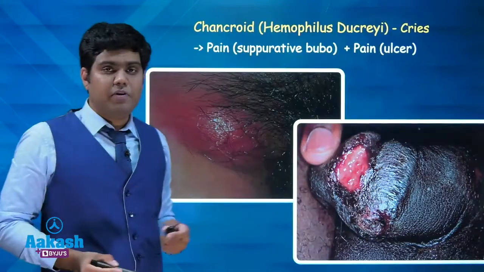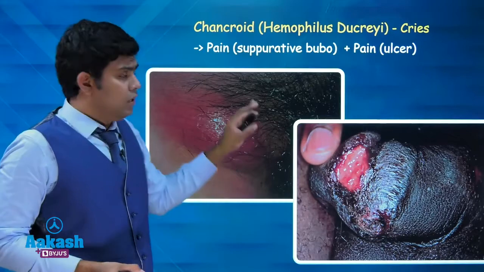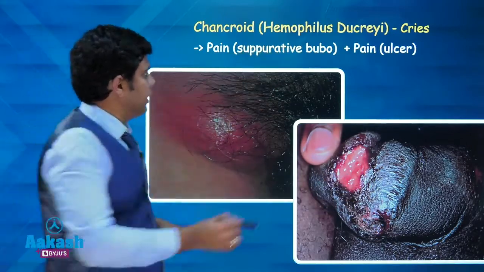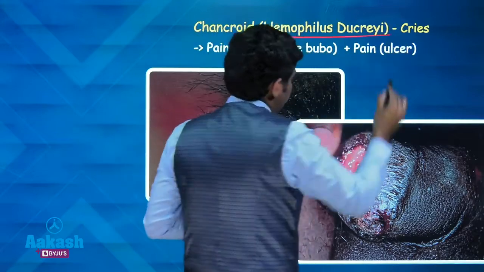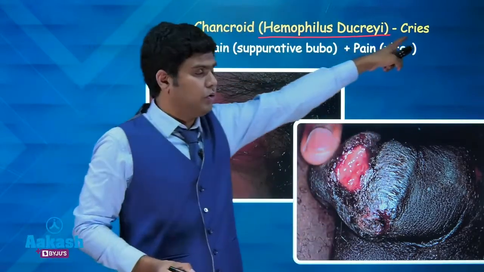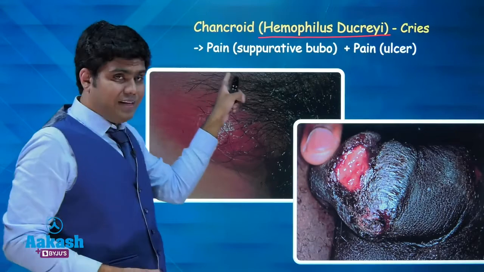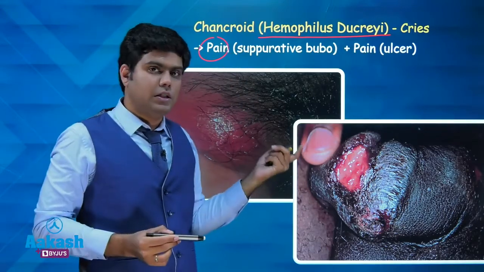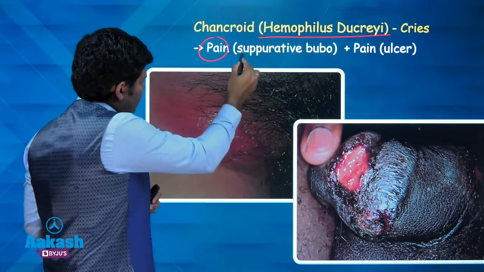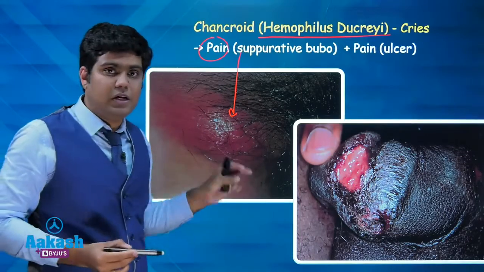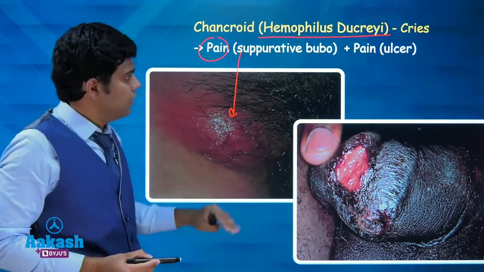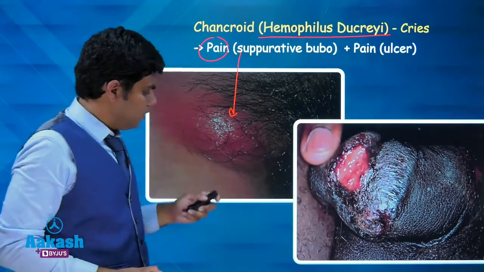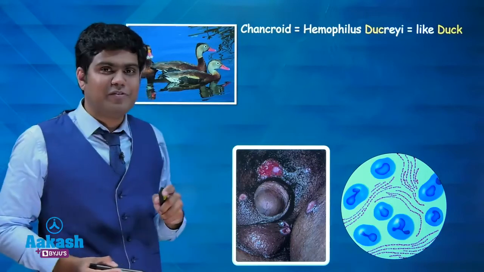This is an important clinical sign, groove sign. So let us see with the help of a mnemonic. I will tell you. First of all, this is a case of chancroid, caused by Haemophilus ducreyi. Important. Remember, chancroid cries. Why will it cry? Because of pain in lymph node and pain in ulcer. As I told you, the patients will have suppurative lymphadenopathy and painful genital ulcer. Okay, so let us see with the help of a wonderful mnemonic.